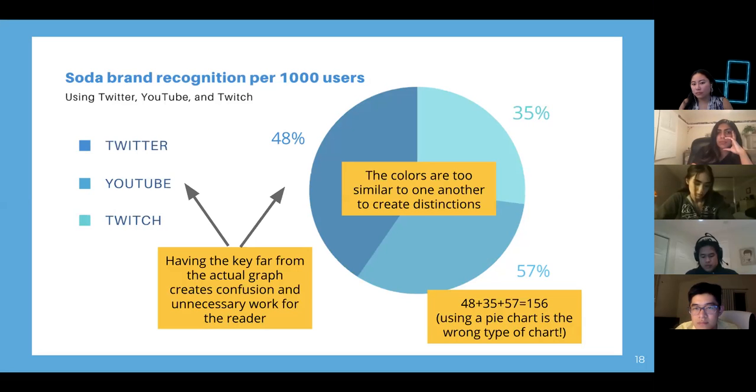And then finally, what I think is the biggest offender, which I alluded to earlier in this presentation, is that we're using a pie chart to represent data from different sources. We have 48%, 35%, 57%. And I'm no math genius, but I'm pretty sure that does not equal 100%. But then the question now is, what changes could we make to improve this?